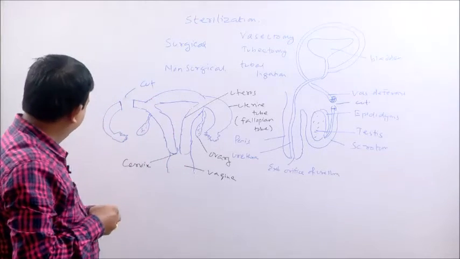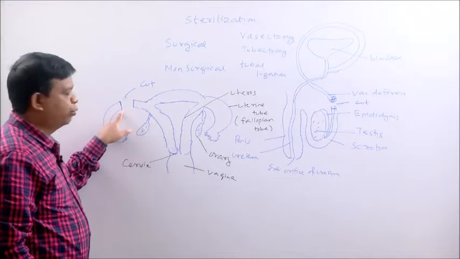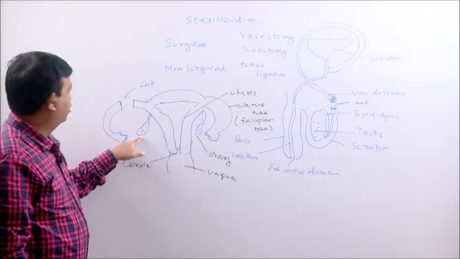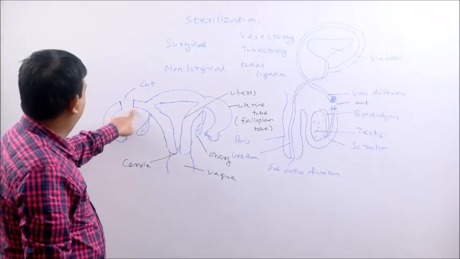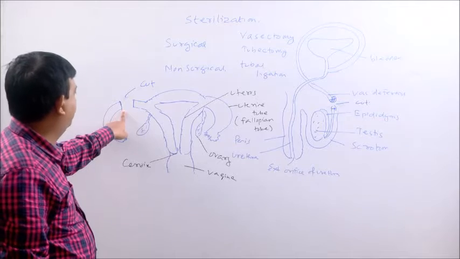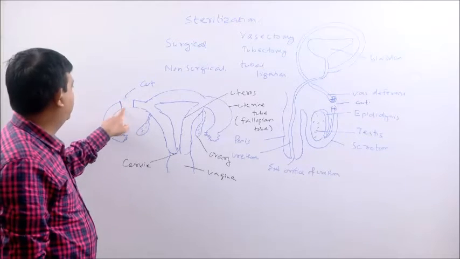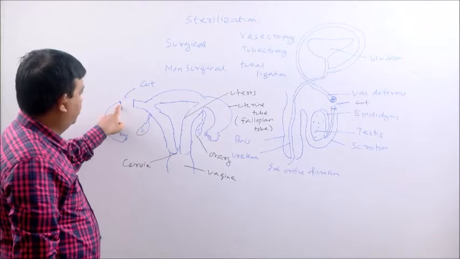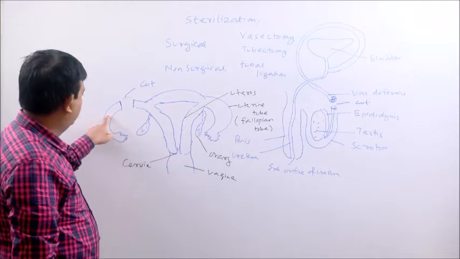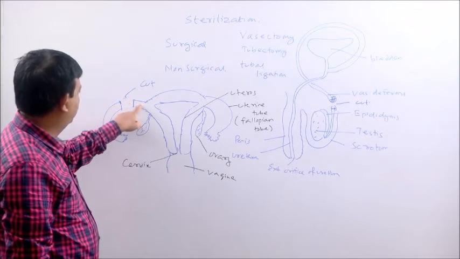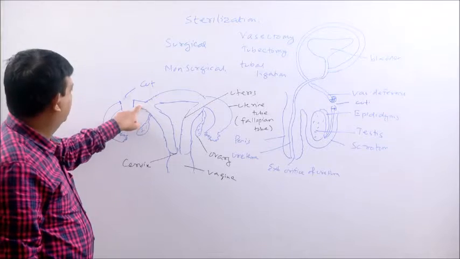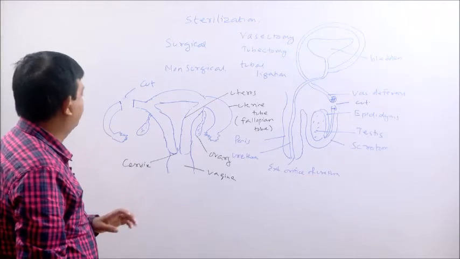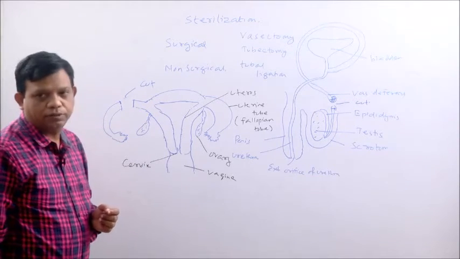You can see here, previously the tube was intact. It was intact for carrying the eggs from the ovary. During this tubectomy, this uterine tube or the fallopian tube is caught in the middle and tied at both ends, or clamps are fixed on the fallopian tube, so that the eggs cannot move through the uterine tube, so that the eggs cannot meet the sperms and there will be no fertilization or no conception.